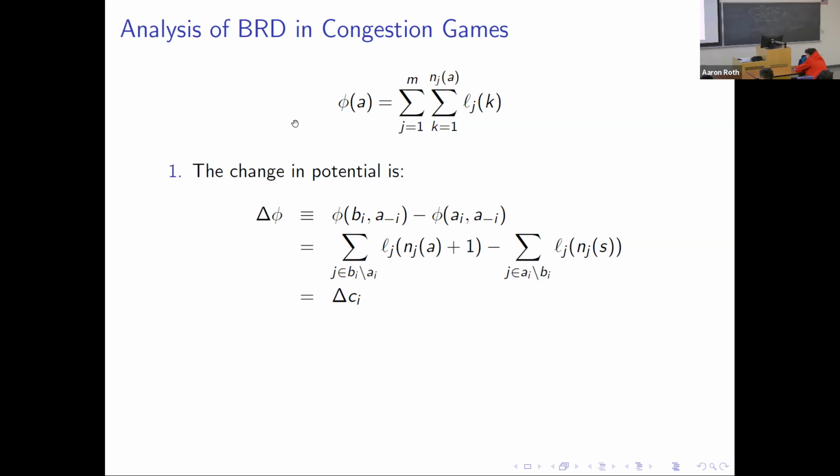And so what we subtract off when we look at the change in potential on those facilities that player i has moved off of, those facilities that he had been playing in action A but is no longer playing in action B, well, the sum, which corresponds to the contribution of that facility to the potential, is no longer contributing this term, which is the load of the facility when nj of A people are playing on it.